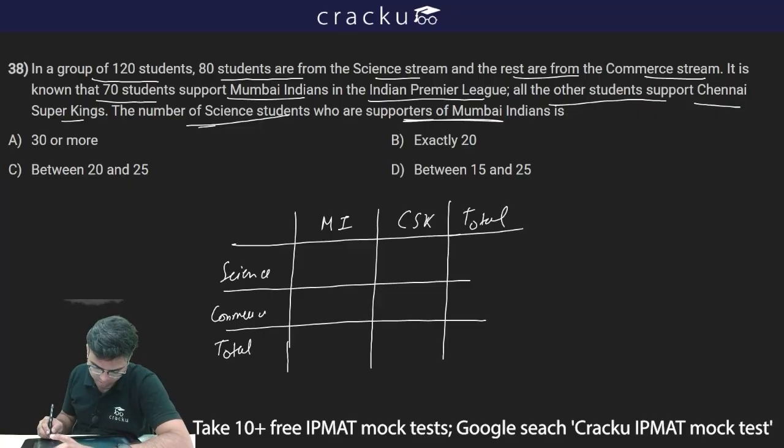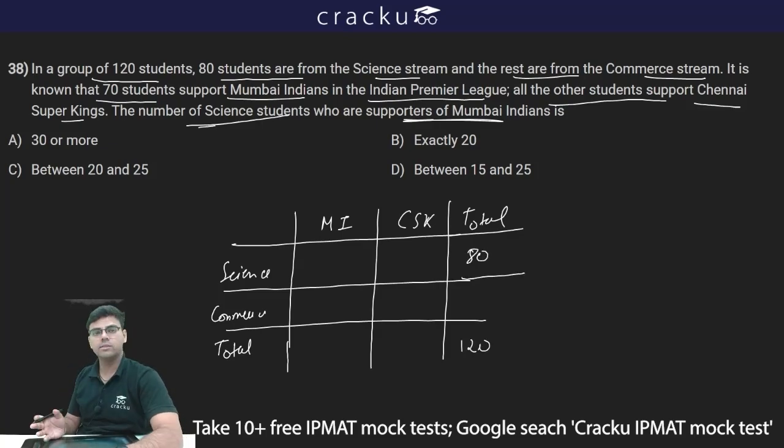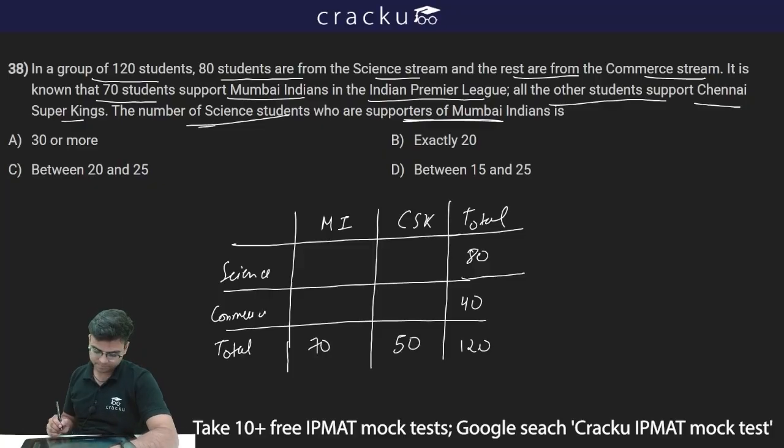Now it is given 80 students are from the science stream, so 80 are from the science stream, and there are total 120 students. 120 is the total and 80 are from science, which means the rest 40 are from the commerce. Similarly, 70 students support Mumbai Indians, so 70 are supporting Mumbai, thus 50 will be supporting Chennai Super Kings.